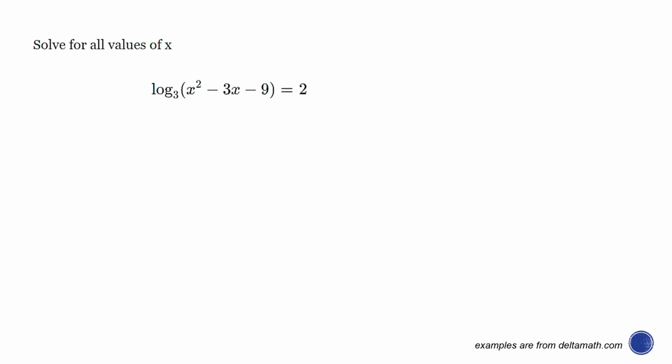Let's go to the next one. Again, there's no need for us to condense the expression here. Let's convert this into exponential form. So that's 3 squared, which is equal to 9. Since that is 9, I will add 9 on both sides. Cross that out, cross that out. So x squared minus 3x equals 0.